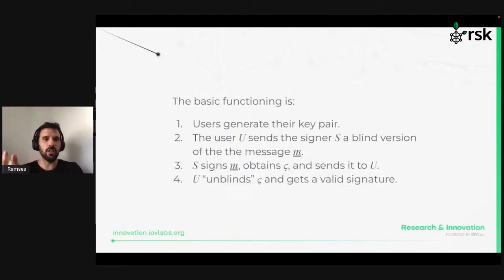The basic functioning of a blind signature is: the signer generates a key pair, the public and the secret key. The user U sends the signer a blind version of the message M, and I will explain later how you create a blind version of a message, the underlined message in this case. S signs the blind version of the message, obtains a signature sigma, and sends it to U. And then U is able to unblind sigma and get a valid signature on the message M.